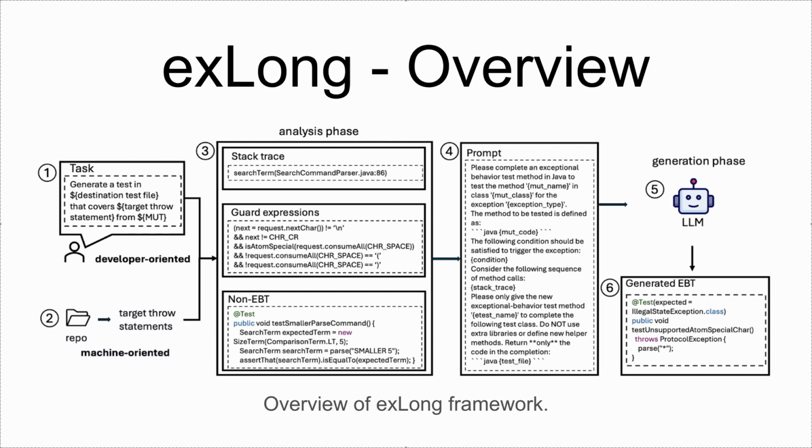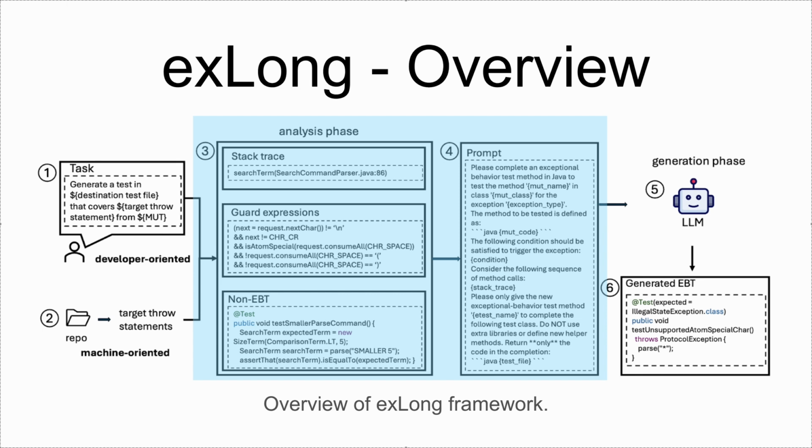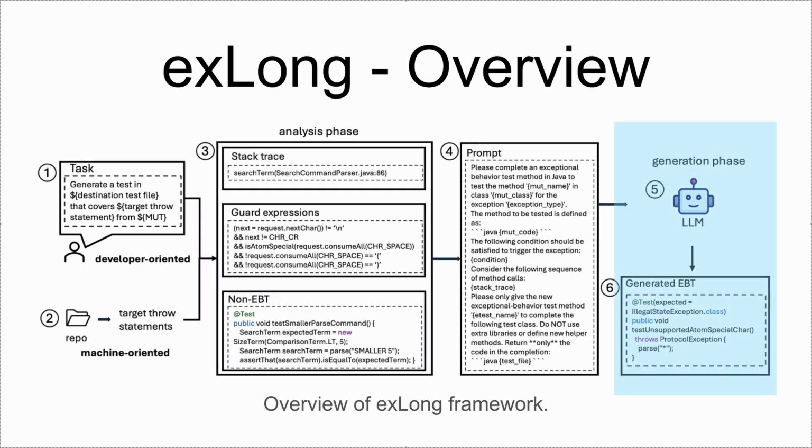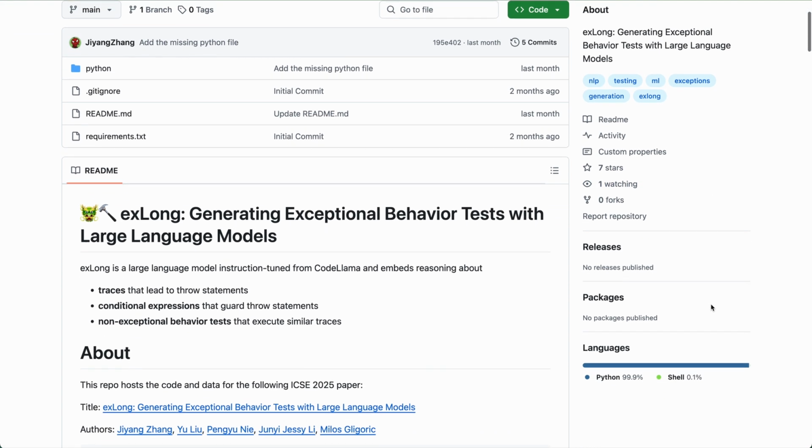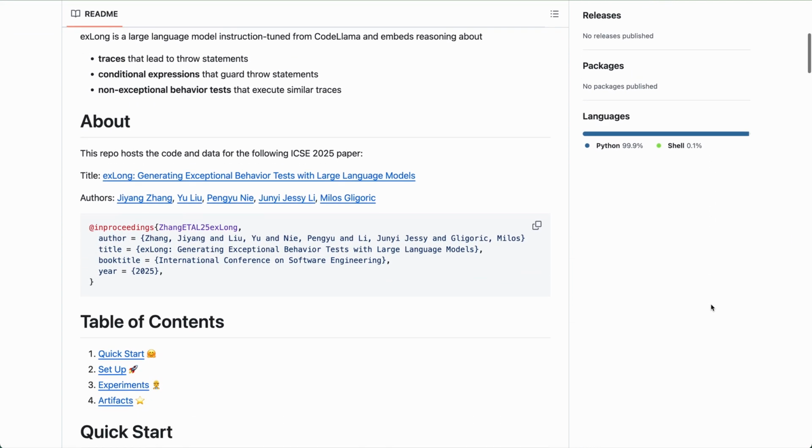Next, exLong analyzes the codebase for components, such as the stack trace, guard expression, and relevant non-EBTs to prepare the necessary context to prompt a fine-tuned LLM. From there, the LLM generates the appropriate EBT. exLong may optionally create multiple prompts and subsequently select the best EBT based on its ability to compile, execute, and cover the target throw statement. We provide an open source repo for exLong, which includes some experiments and information on usage.